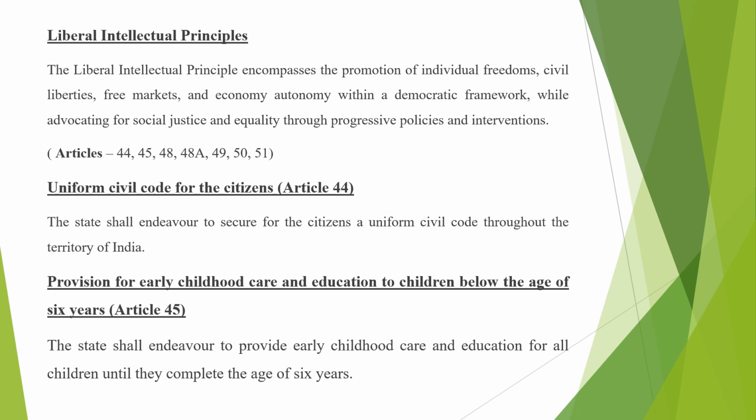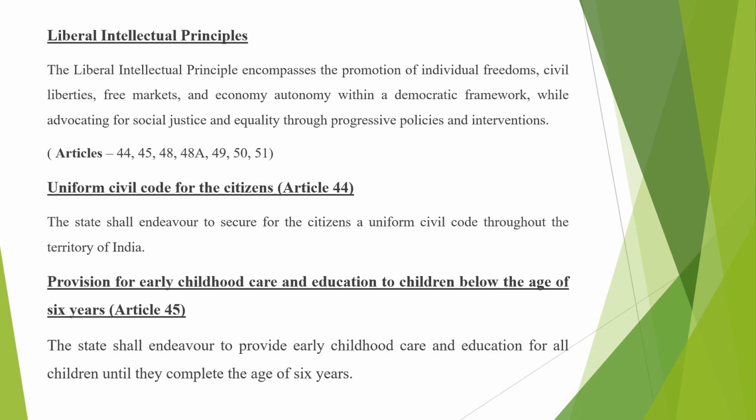It's like having the same rules for everyone when it comes to things like marriage, divorce, inheritance and adoption. Right now, different religious communities have their own laws for these things. So Article 44 says that having a common set of laws can help promote unity and equality among people of different religions. It can also simplify things and make the legal system fairer for everyone.